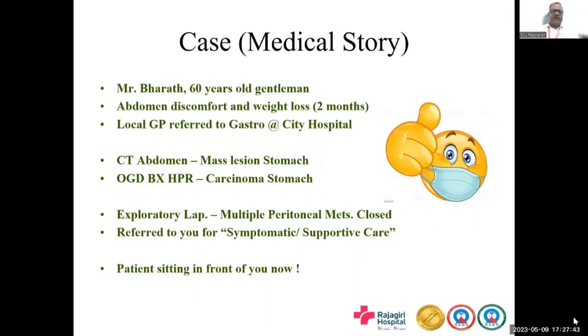They just closed the abdomen, and after a medical board, the patient was referred to provide symptomatic care or supportive care. Even today, most of the time I get a referral. The word palliative care is never mentioned because there is some stigma even among the medical professionals. They would rather use the word symptomatic care or supportive care. And now this patient is sitting in front of you. So this is basically the referral letter. In one para, you get all the information.